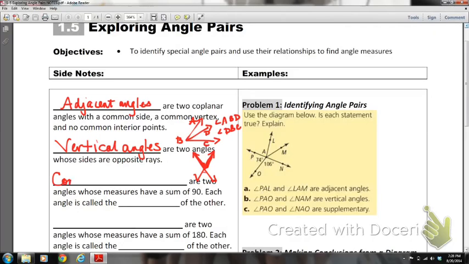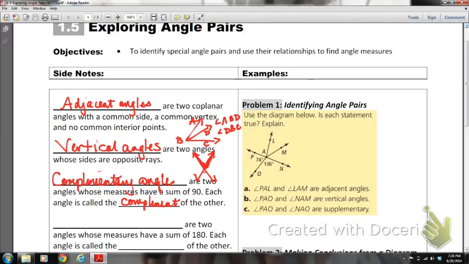Next we have complementary angles. Those are two angles whose measures have a sum of 90. Each angle is called the complement of the other. These two angles do not have to be adjacent. They can be two totally separate angles that just add up to be 90. So they could be a 40-degree angle and a 50-degree angle, and those would be complementary.